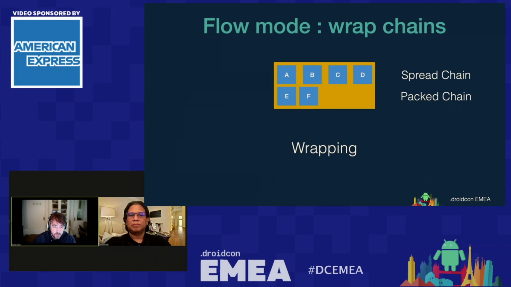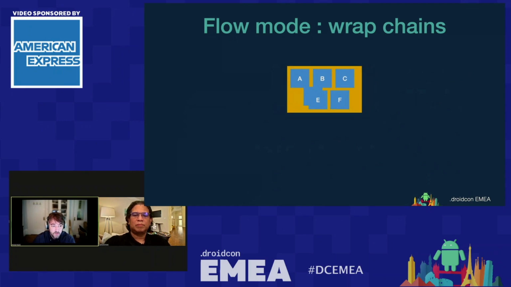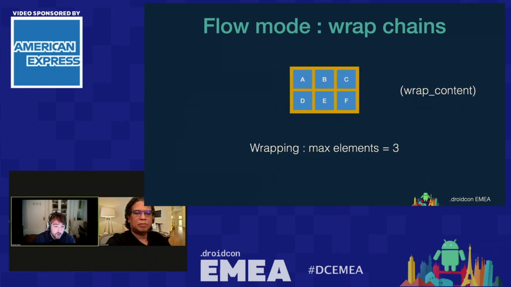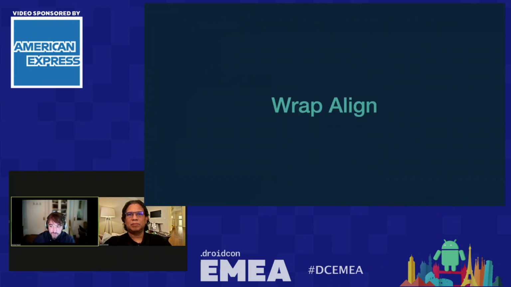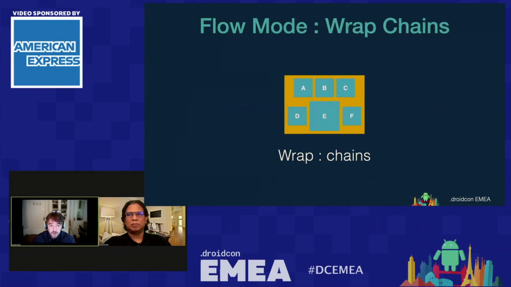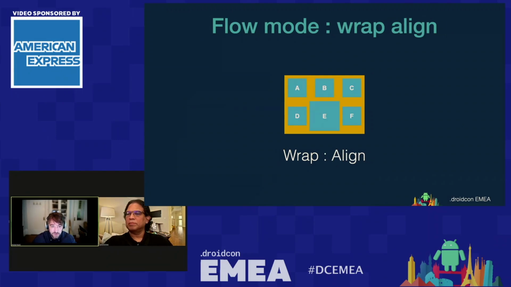So you can choose between spread chain and packed chains. You can also specify the maximum number of elements you want when you wrap something. And finally, you could look at it as, oh, doesn't that look a lot like a table? Not quite, right? If you have an element that is bigger, things are still going to behave as if they were multiple chains. So this is where we have wrap align, which essentially makes things like a table.